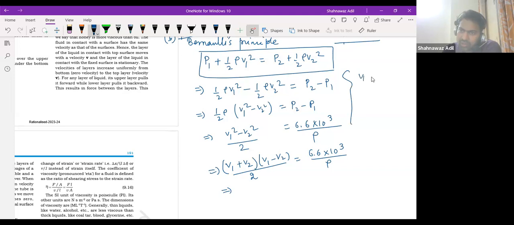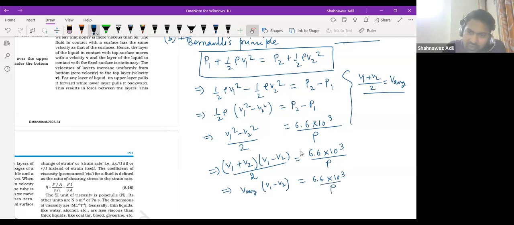Yes, what is V1 square minus V2 square? No, I'm asking about what is this thing? (V1 plus V2) by 2. What is this? This is average velocity, right? Yes, sir. So this is V average, and (V1 minus V2) by 6.6 into 10 to the power 5.